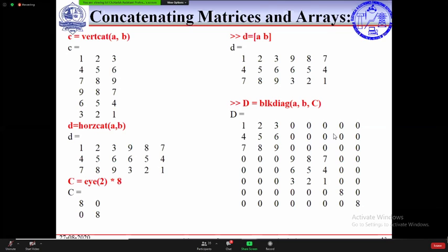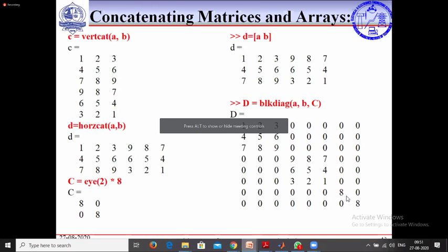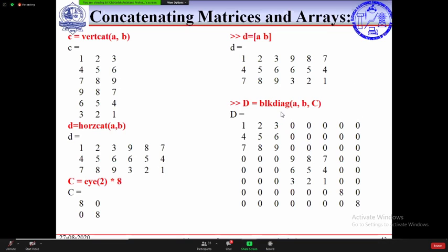Is it clear, my dear friends? If you see here, A is a 3 by 3 matrix, B is a 3 by 3 matrix, but C is a 2 by 2 matrix. It is thinking of block diagonal only. That's why whatever size you write, it doesn't affect at all. Whether it is 2 by 2 or 3 by 3, it doesn't have any problem. The command you have to remember is blkdiag of A comma B comma C.